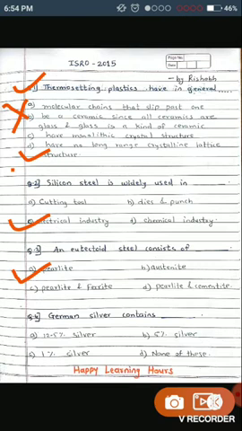Then question number 4 says: a German silver contains. The options were 12.5 percentage of silver, 5 percentage of silver, 1 percentage of silver, and none of these above. Now basically German silver is an alloy of copper, zinc and nickel. Now the appearance of German silver is like silver, it's a silver-like structure. So that's why the name is given as German silver. So basically German silver does not contain any percentage of silver. So the correct answer for question number 4 is none of these.